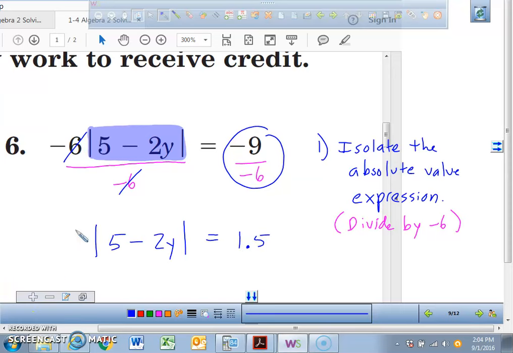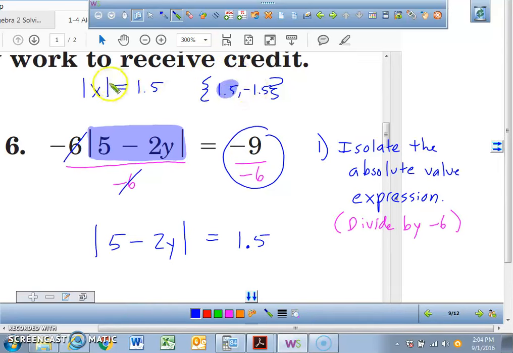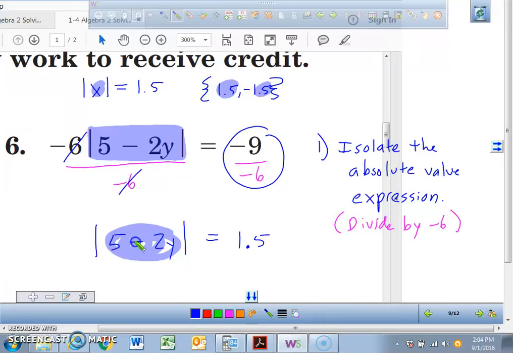All right. Now, what do I do next? Let's think about this. If I said the absolute value of x equals 1.5, what do we know our two solutions could be? 1.5 or negative 1.5, because this number would work there and this number would work there. So we could have two possible answers to our problem. Same concept, except we have a bigger expression. It's not just x, is it?